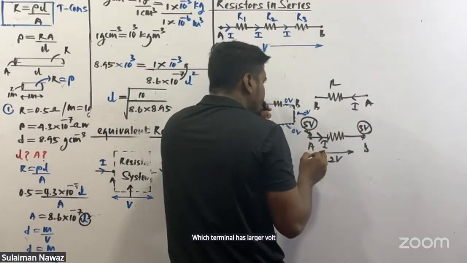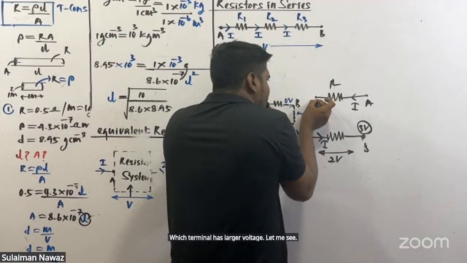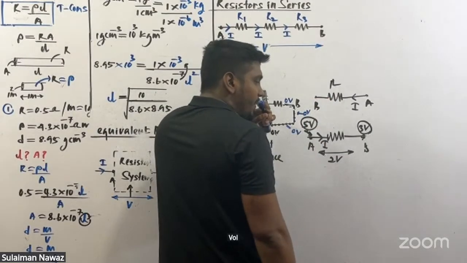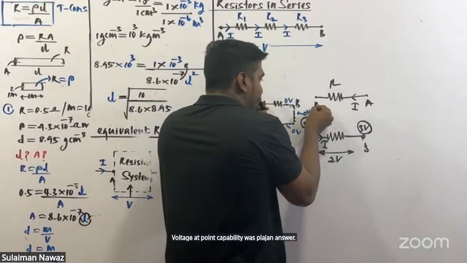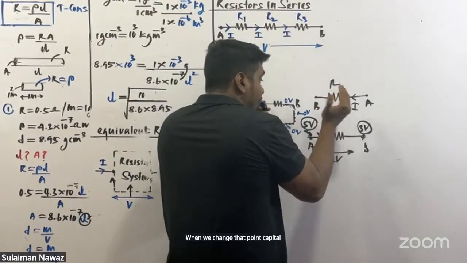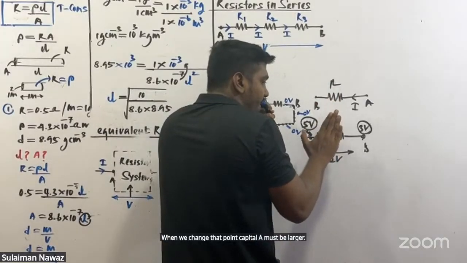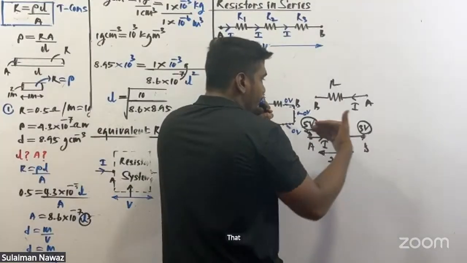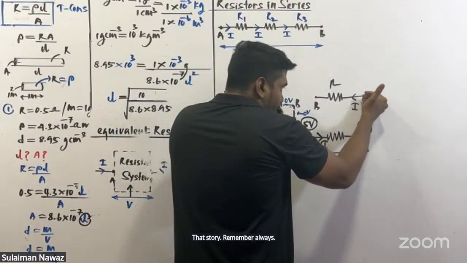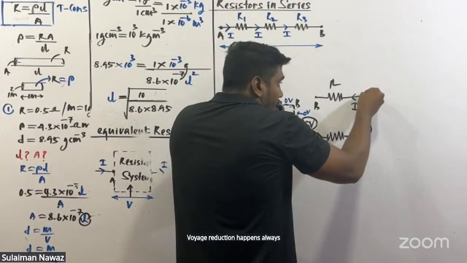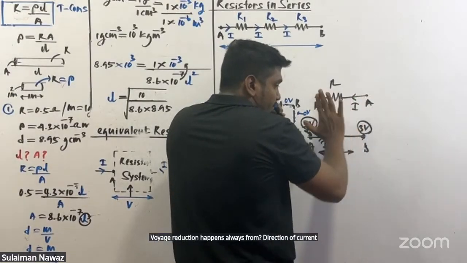Raise your hands, how many of you say voltage at point B must be larger? How many say voltage at point A must be larger? Remember always, voltage drop, voltage reduction, happens in the direction of current. Keep that in your mind.